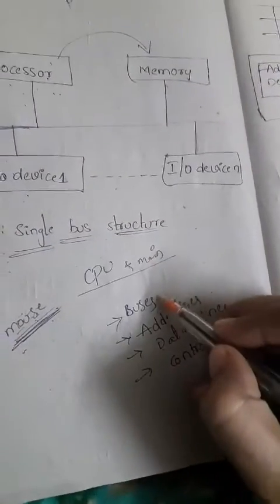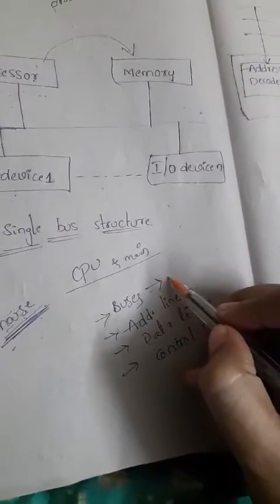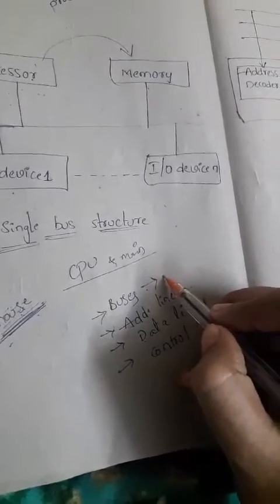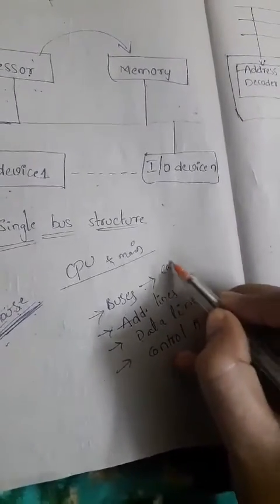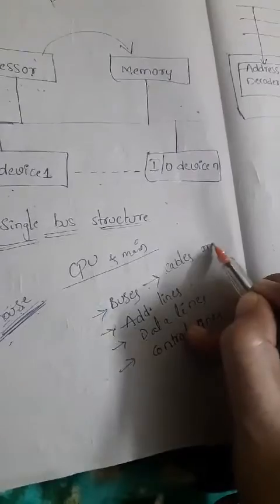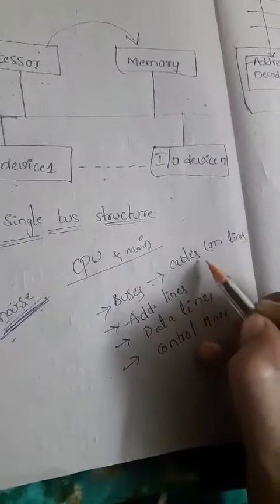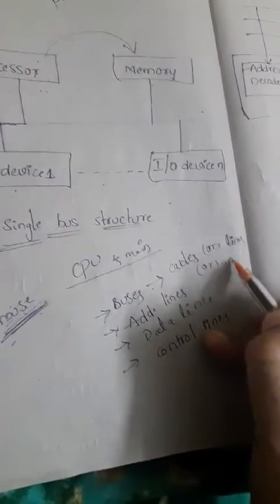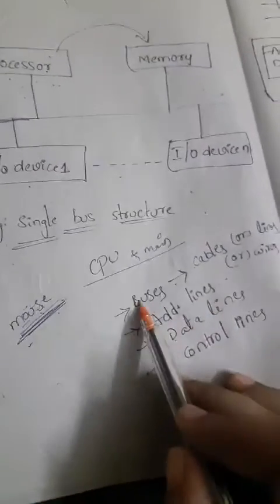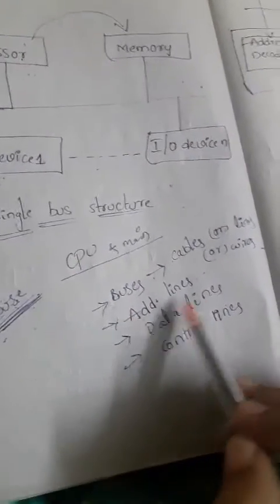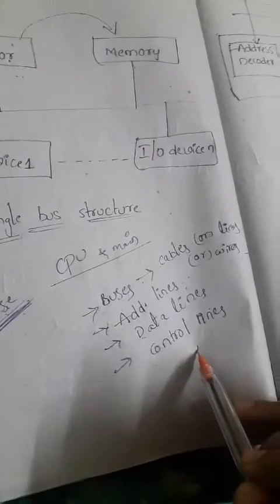Okay, you know what is meant by a bus? A bus is a set of wires, or nothing but a set of lines or a set of cables. So these buses are generally classified into 3 types: the address bus, the data bus, and the control bus.